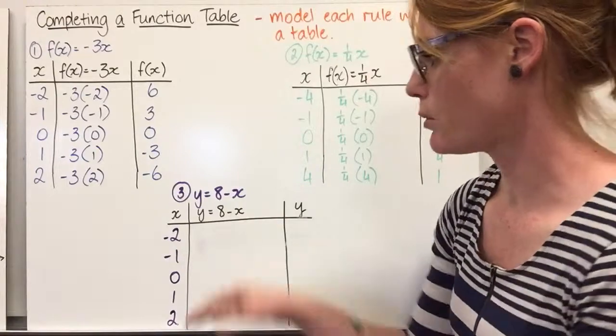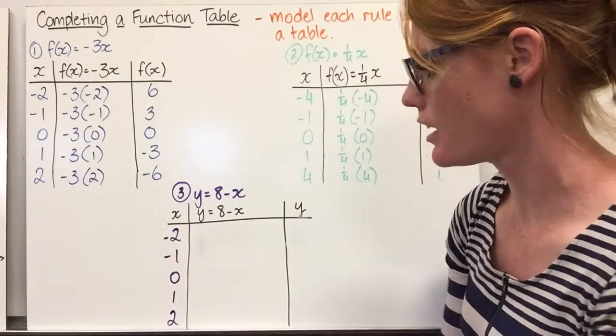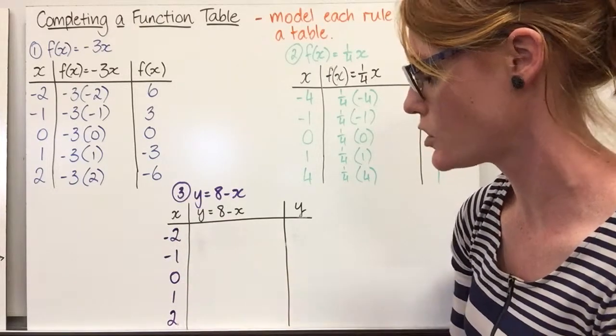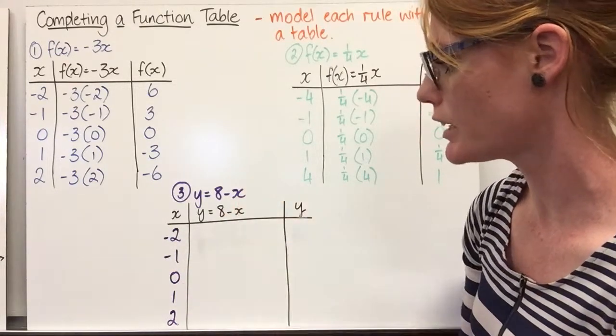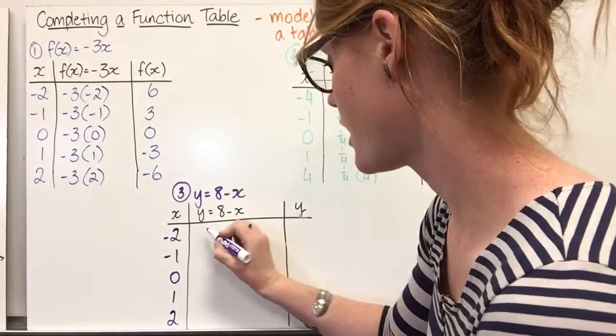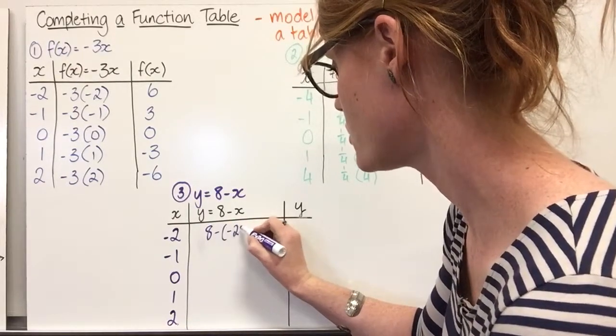Let's do our third example. We have y equals 8 minus x. So again, I've got the input values of -2, -1, 0, 1, and 2. So let's go ahead and plug in our input values into the function. So we have 8 minus -2.